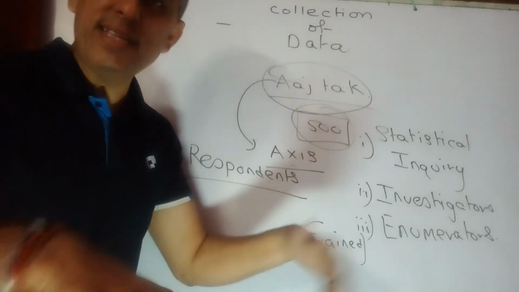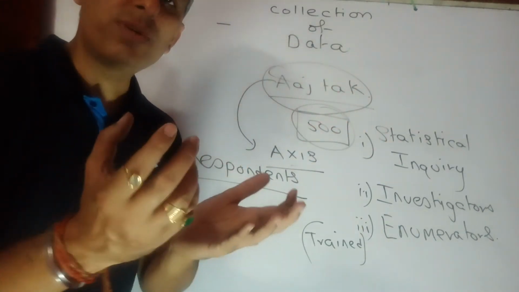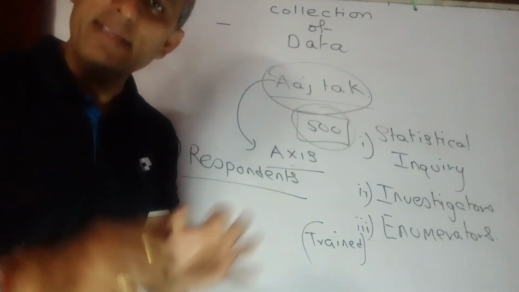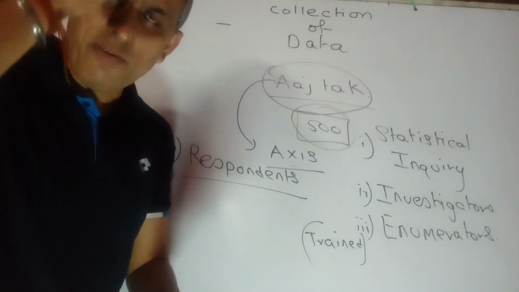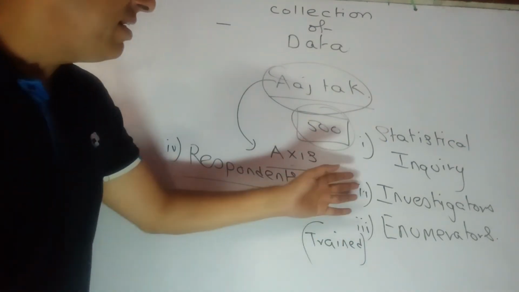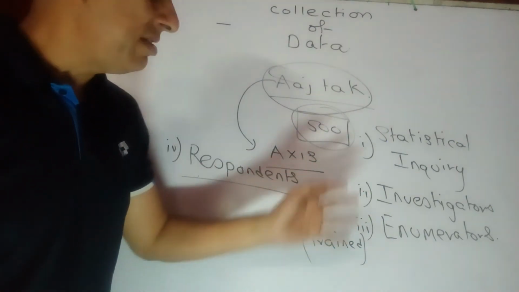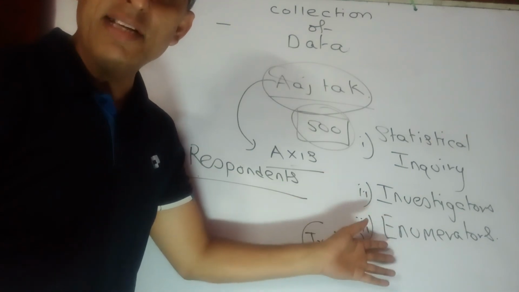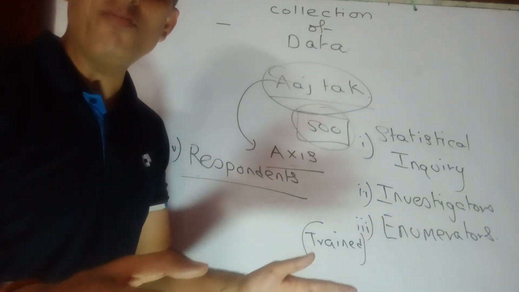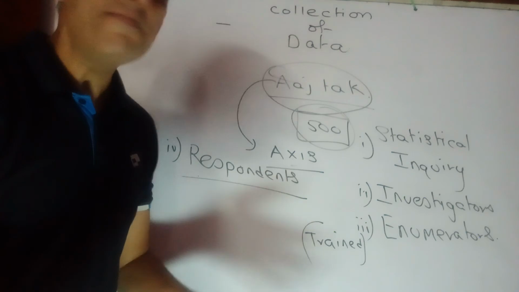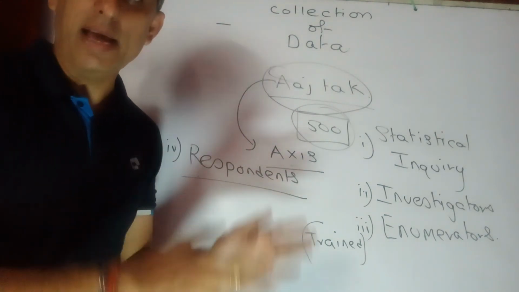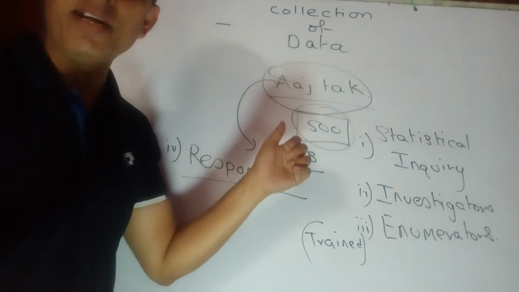Statistical inquiry is anything undertaken to collect quantitative information about a particular topic. The one who starts it is the investigator. The one who helps the investigator is the enumerator, and the people from whom the information is collected thereafter are the ones referred to as respondents. Am I clear, students? Collection of data for you all.